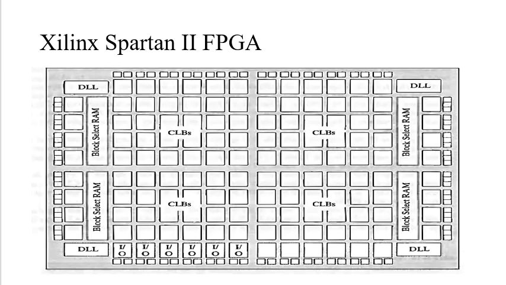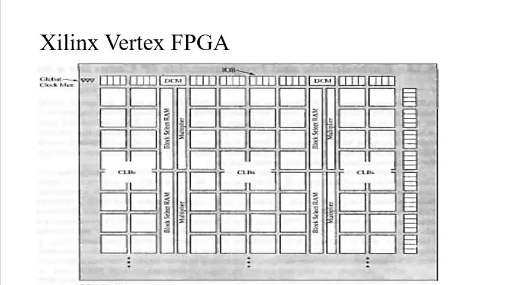So you have CLBs and the block select RAM. This block select RAM is used for storing data, your previous data, or you can say the storing of design configurations. The next one is the Xilinx Virtex FPGA. Virtex was recent at one time, but at present you have Zynq boards as the recent ones. It consists of just a change in the architecture, the placement of the CLBs and block RAM, and the remaining is the same.